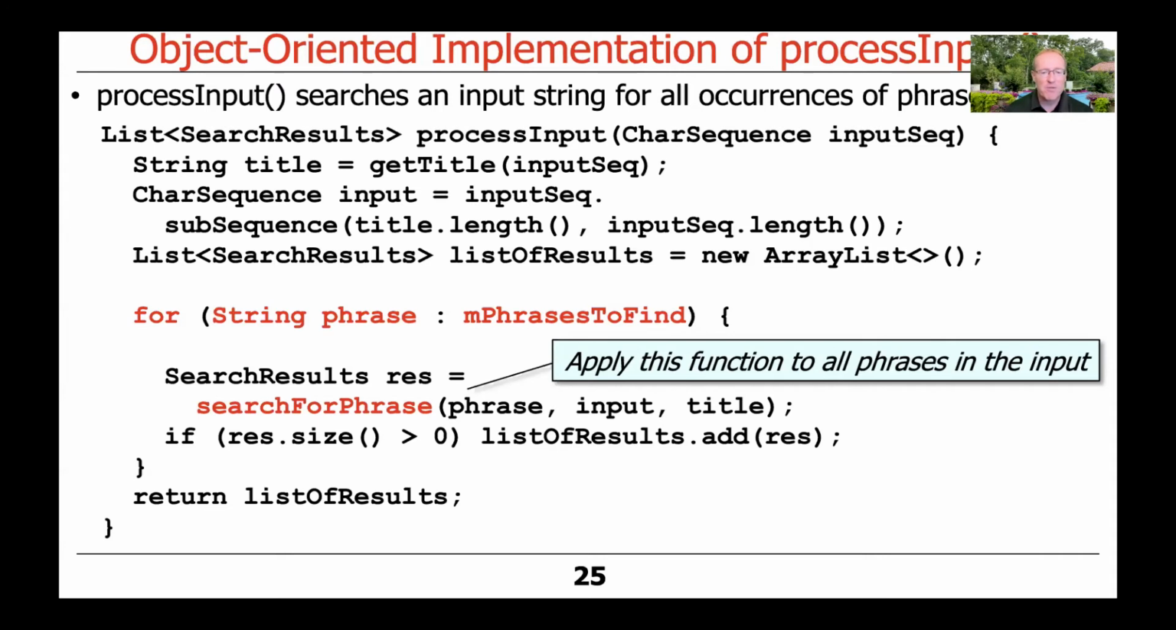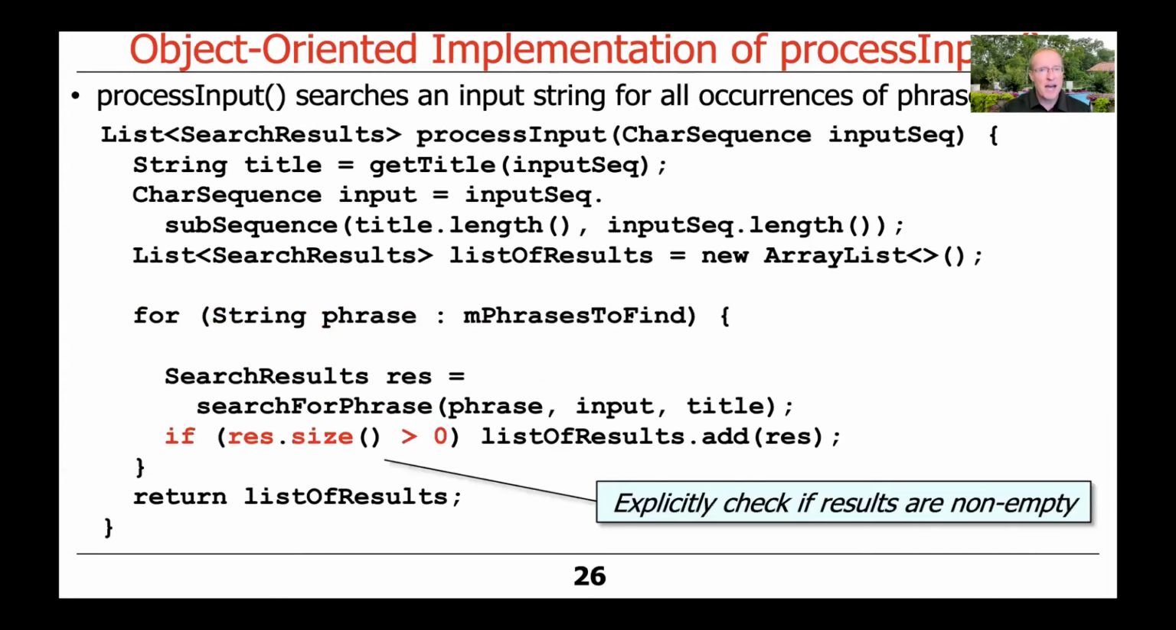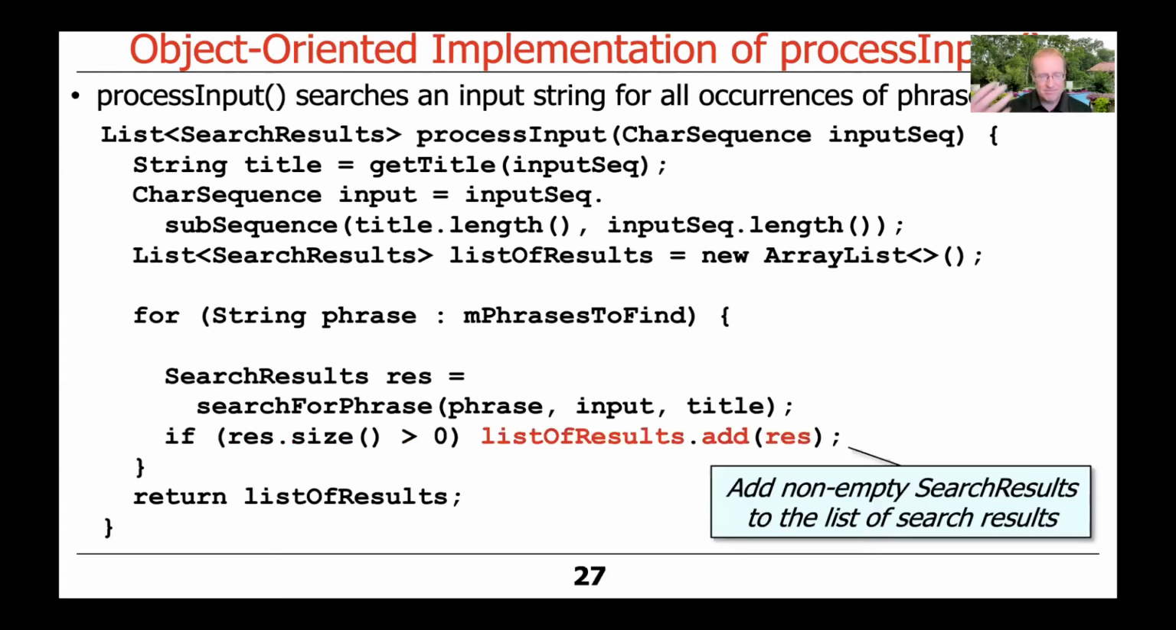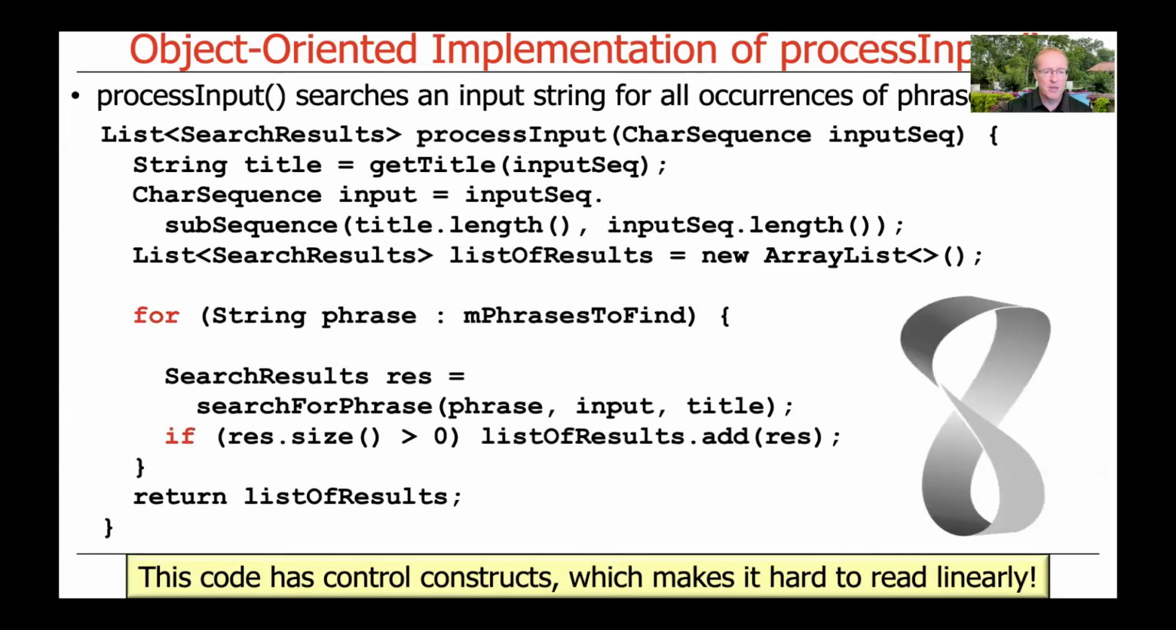And so for each phrase we're trying to find, we use the searchForPhrase method to look up that phrase in the input. And we'll talk about searchForPhrase later. If we get back something that had any results in it, in other words, if we got a match, we'll go ahead and add that to our list of results. Once again, chaos and insanity will result if the list of results is not initialized properly a couple inches above.